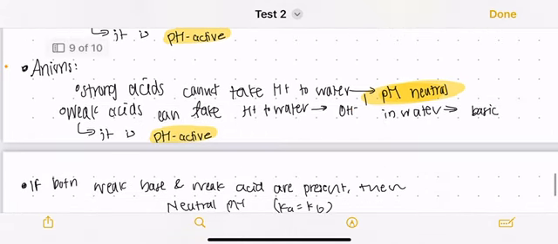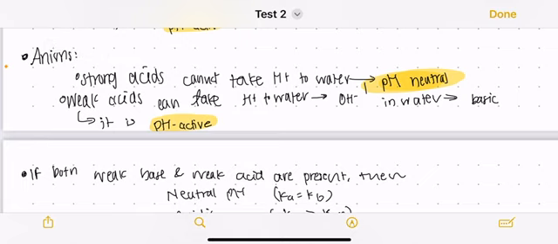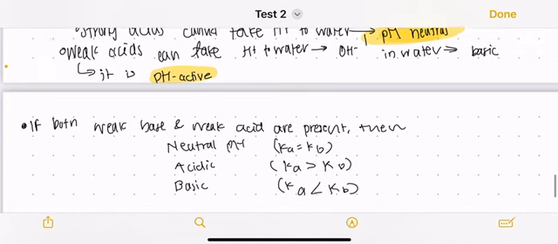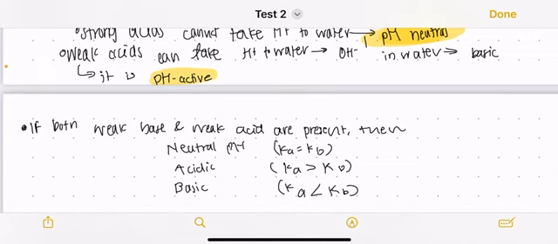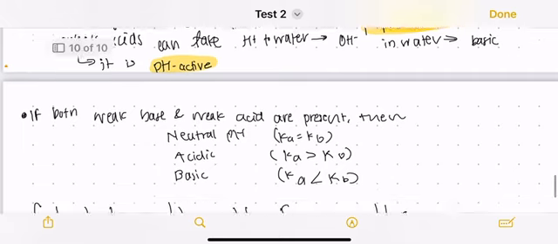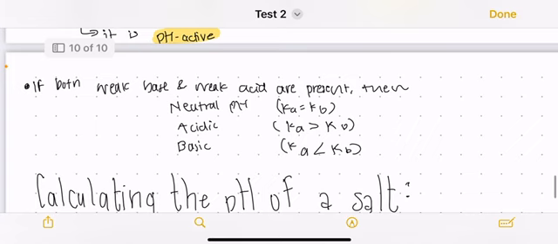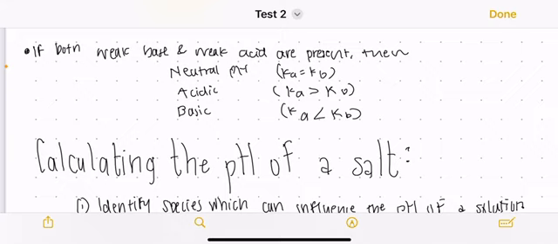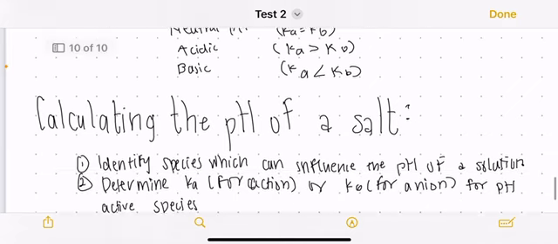Anions that are conjugates of strong acids cannot take H+ from water and are pH neutral. Anions of weak acids can take H+ from water and produce hydroxide in water, leading to the water becoming more basic. Therefore, it is pH active. If both weak acid and weak base ions are present, then it is either pH neutral, or if the Ka value is greater than the Kb value, then the solution is acidic, or if the Kb value is greater than the Ka value, then the solution is basic.